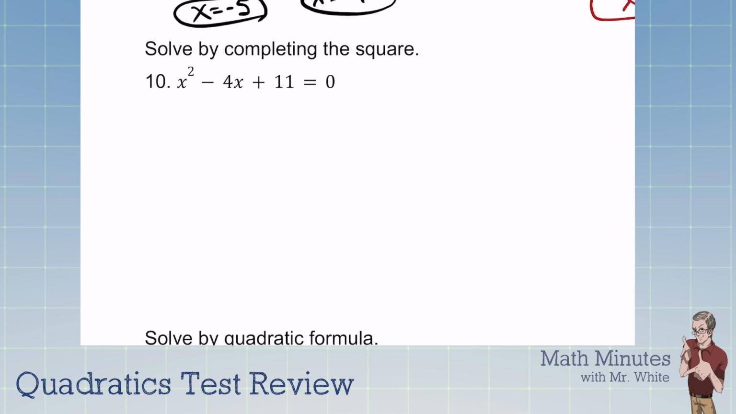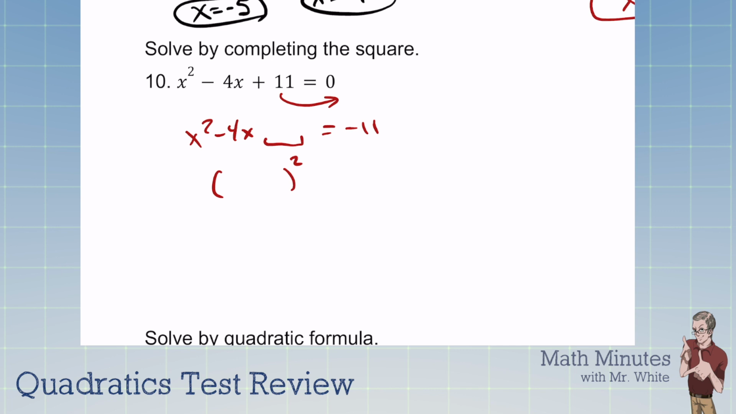The directions on this problem tell me what method to use. I'm going to use the completing the square method. Now that's where we make a little space. We move that 11 to the other side. So x squared minus 4x, we'll leave a little space there for now. You guys have gotten really good at this, right? We'll go to the next line.